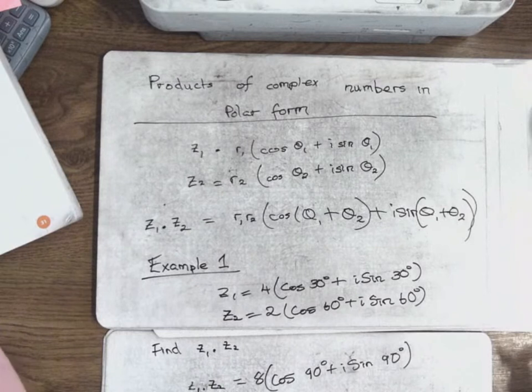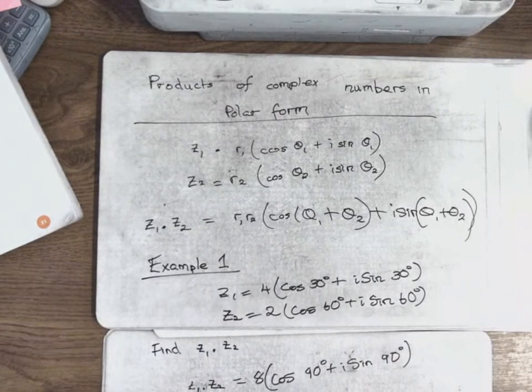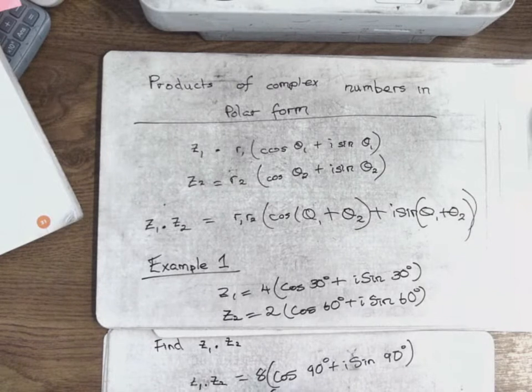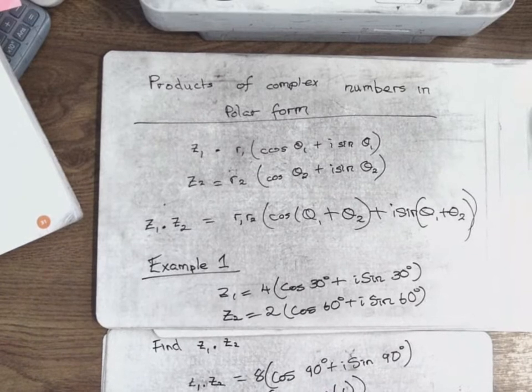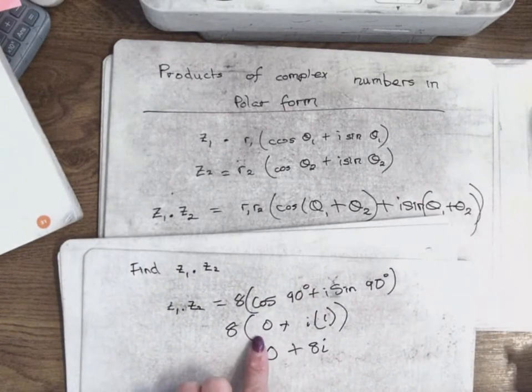And if they said give your answer in rectangular form, you would just get the cos of 90. The cos of 90 is 0, so that's 8 times 0. And the sine of 90 is 1, so that's 8 times i multiplied by 1. So multiply into the bracket, that would be 0 plus 8i, or 8i if you like. Just in case they tell you to give your answer in rectangular form.